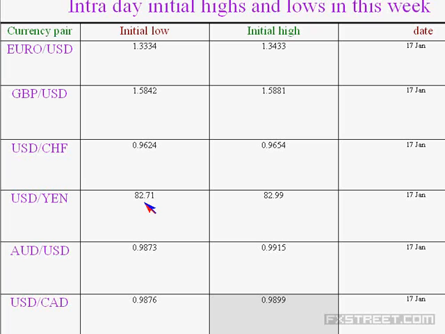Then USD Yen: 82.71 is the low and 82.99 is the high, and they are not brisk, so you come across subdued moves in the case of Euro Yen. Not many traders are taking positions, it appears. Then Australian dollar: 98.73 is the low. Currently you come across 98.67, they breached the low.